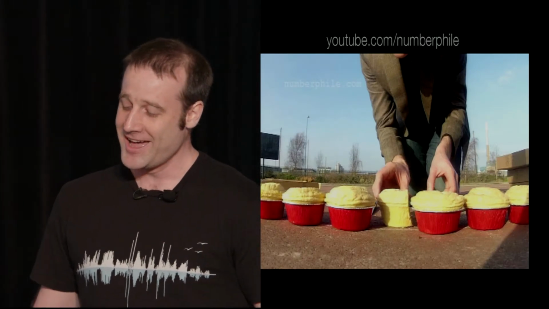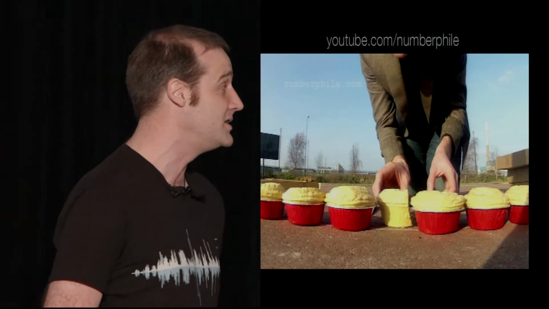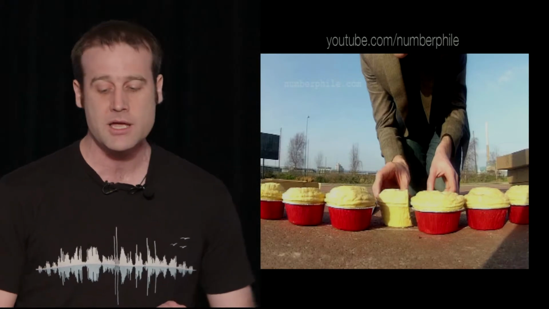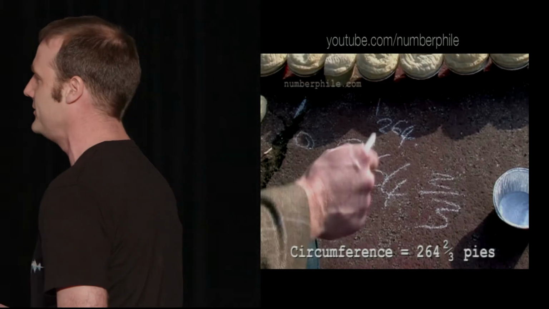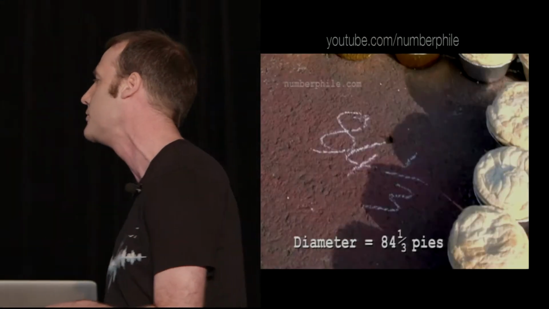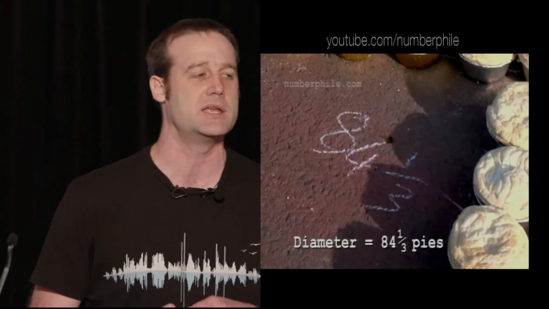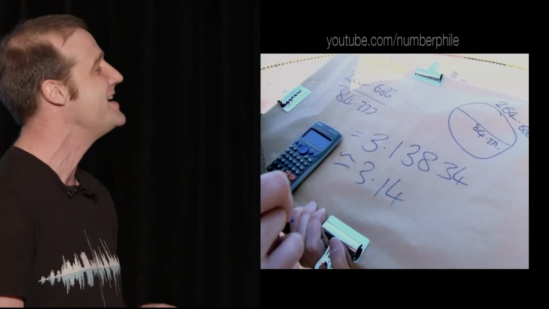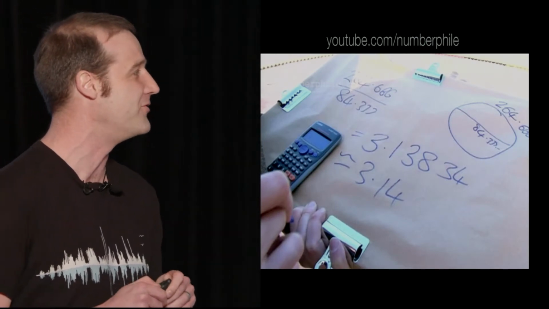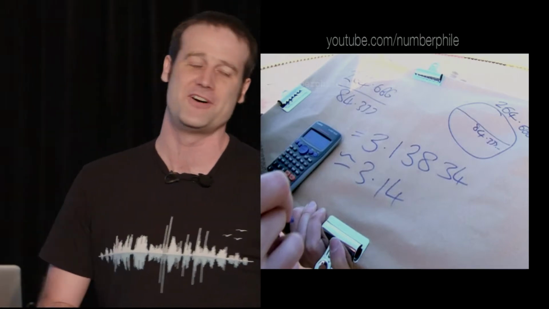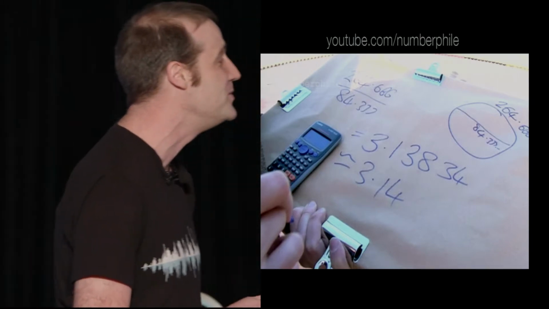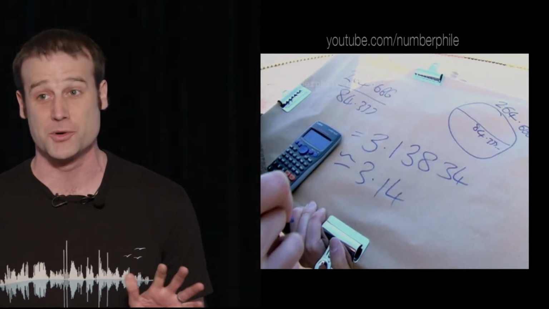And so, as you can see, with accuracy to the nearest third of a pi, we calculated the circumference was 264 2/3 pi's, the diameter was 84 1/3 pi, and so we were able to get pi to be approximately 3.14 solely using pi's. That video is on the Numberphile Math channel on YouTube if you wish to see it. Please hold your applause.